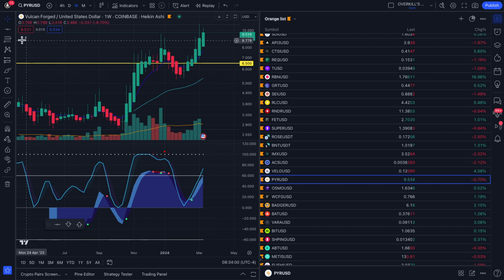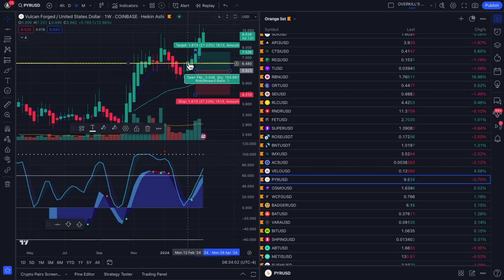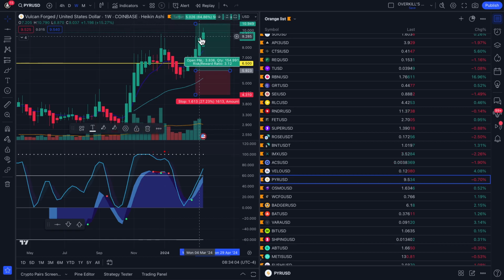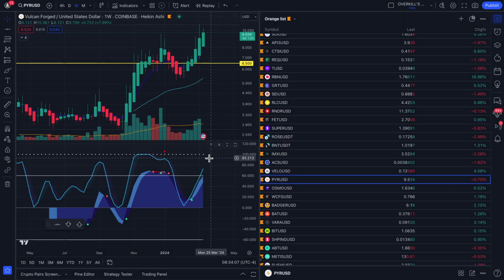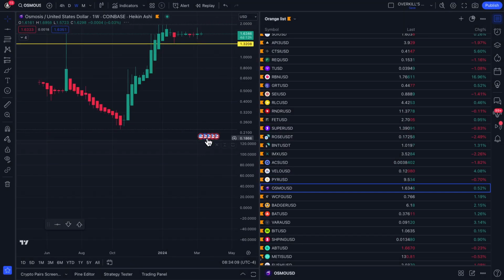Here's PYR. Nice trade here. Look at that doji setup there. Banger. Okay, that one was 84%. Not bad. Okay, and again, room to run. So I'd be a holder of PYR.